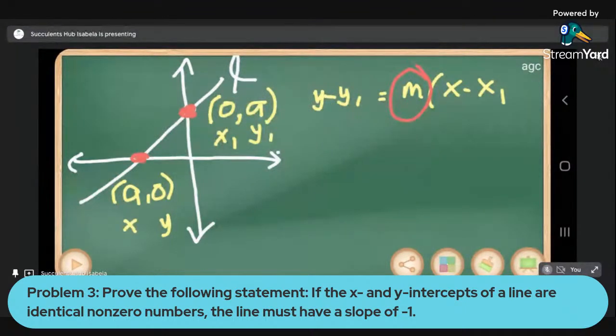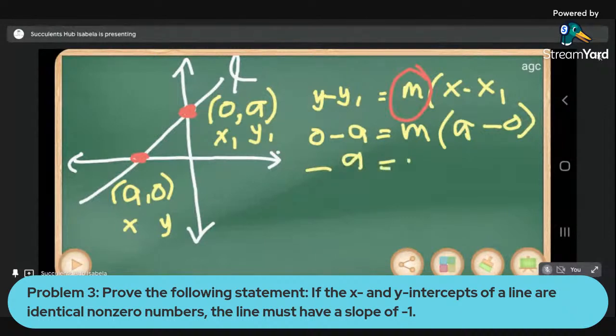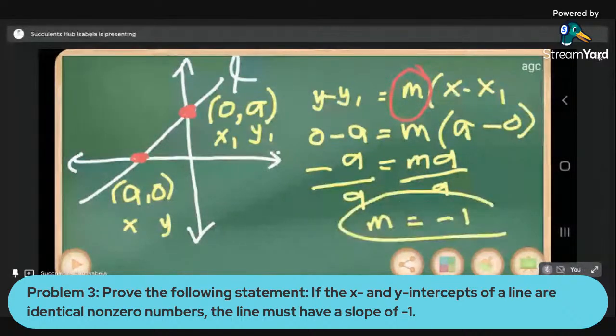So, since we have y here, ang y natin is 0, minus y sub 1 is a, is equal to m. Then we have x is a, minus x sub 1 is 0. Okay, so you will have negative a is equal to m a. Okay, and then if we divide this by a, m is negative 1. And that's what is stated in the problem.